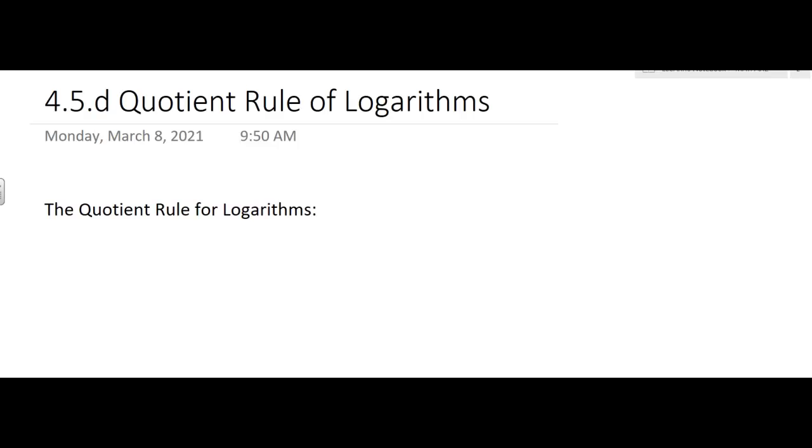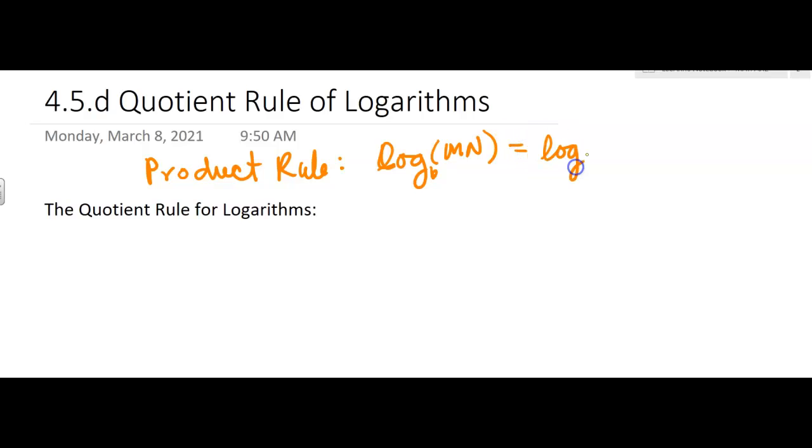Okay, so we had a product property, or product rule, of logarithms. So let's put the product one up here. The product rule says if you have a log, base b of, and then you have two things being multiplied in the argument, you can split up that multiplication. And it's log base b of m plus log base b of n.